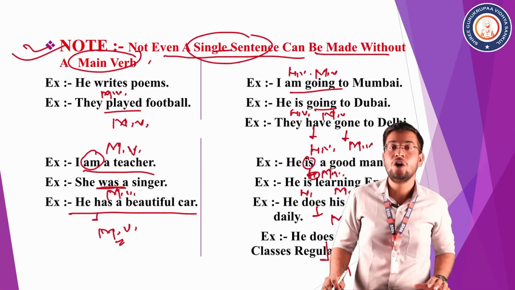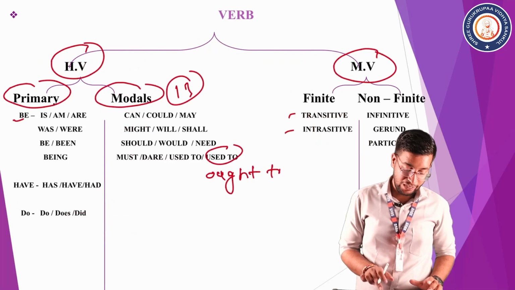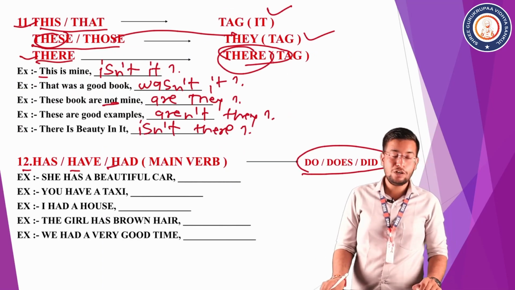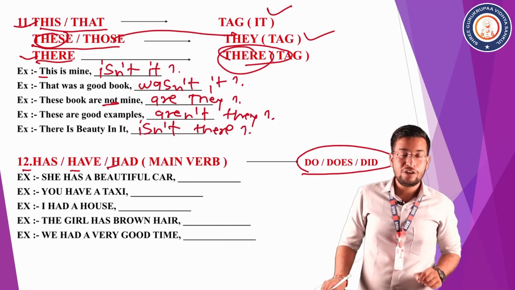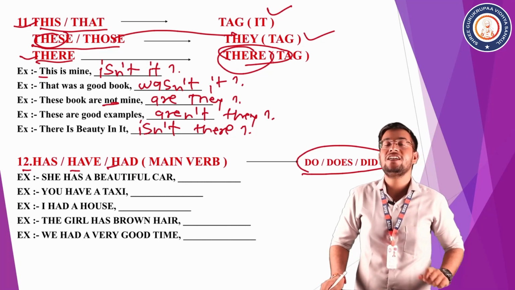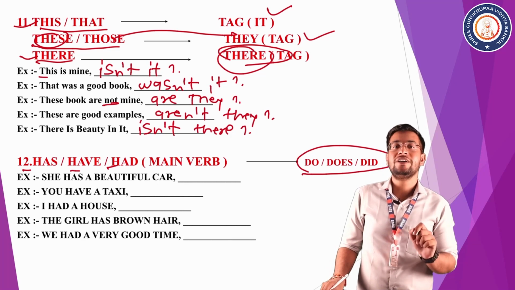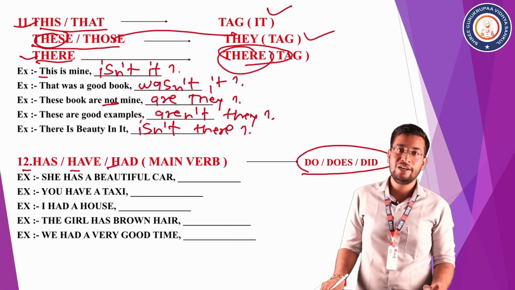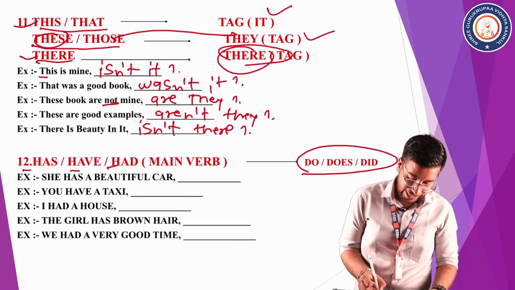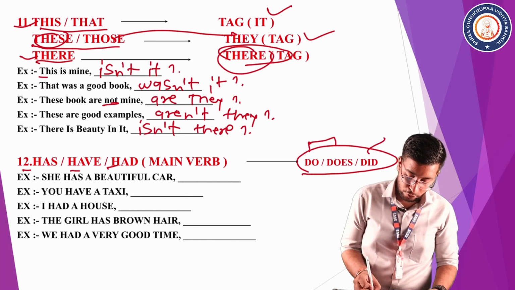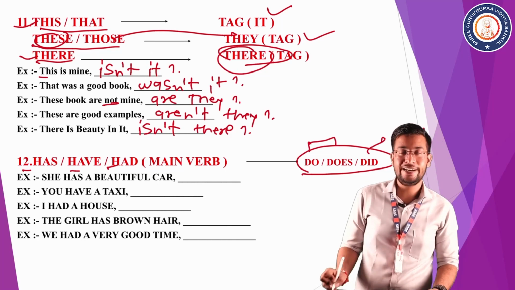If it is clear to you, we can understand our rule number 12 very well. So our rule number 12 says, if has, have and had is used as a main verb, then we will use do, does and did as a helping verb in the tag. For has, have, we will use do, does, and for had we will use did as a helping verb.